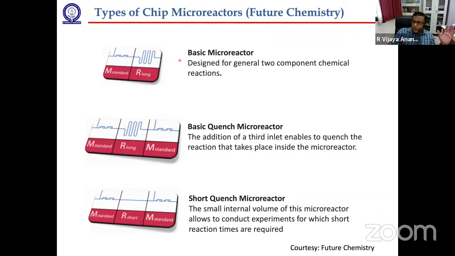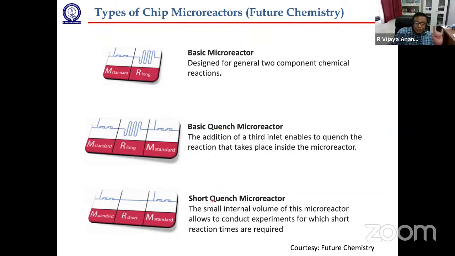and the product comes out here. In the basic quench microreactor, you have an additional inlet for workup. First the reaction takes place and the product comes out, and if you want to quench the reaction, you can use this inlet. Suppose you want to quench some acid, you can use base here, or if the reaction is under basic medium and you want to quench the excess base, you can use acid here. The quenching takes place here, and then the product comes out.